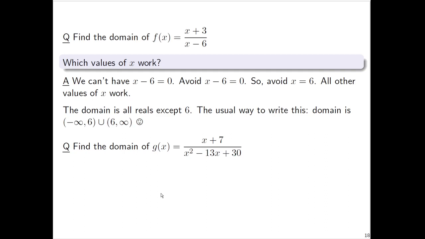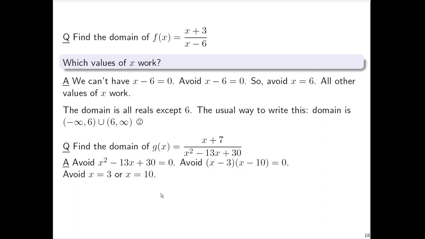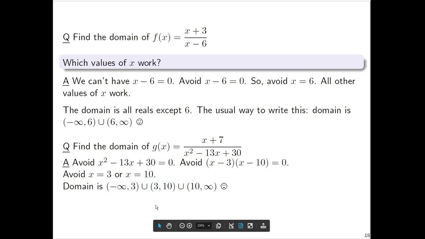Let's find the domain of this other function, g of x equals x plus 7 over x squared minus 13x plus 30. We need to avoid the denominator being 0. This creates an equation, and we can factor and, after the zero product property, we'll get x equals 3 or x equals 10. So we need to avoid the situation when x equals 3 or when x equals 10. If we take all reals except 3 and 10, then this is what this domain will look like in interval notation.